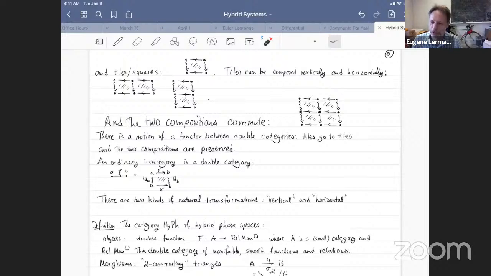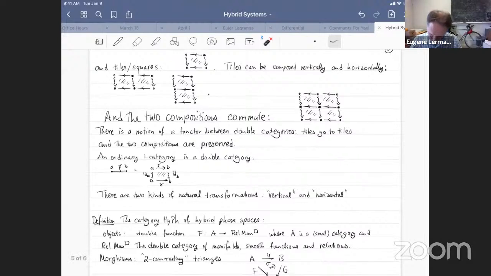There is a notion of a functor. Basically, it has to take squares to squares, tiles to tiles. It has to preserve composition, both compositions of tiles. There are weak and strict versions of functors that I don't want to go into, mostly because the functors we're looking at are strict, so I don't need to.